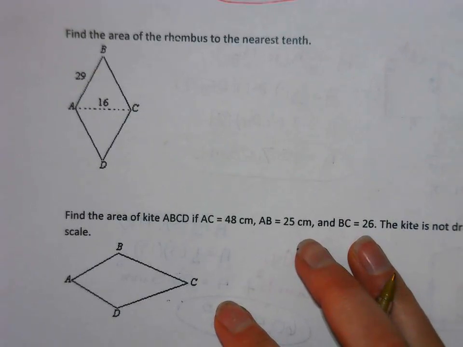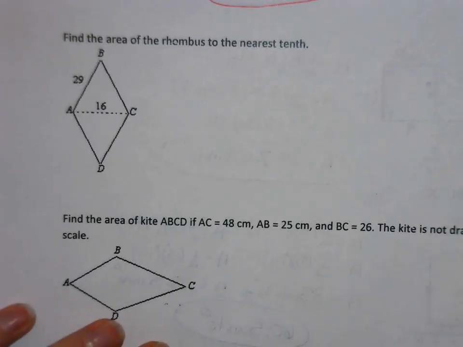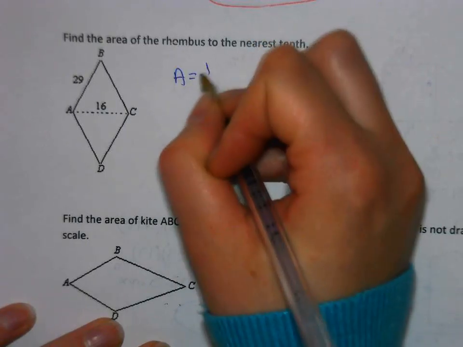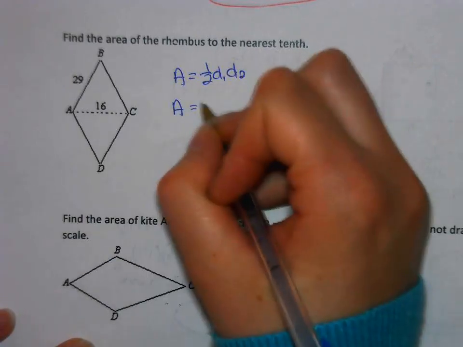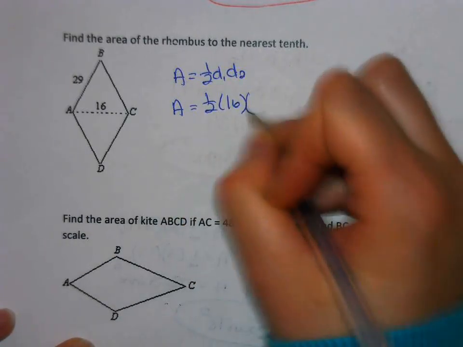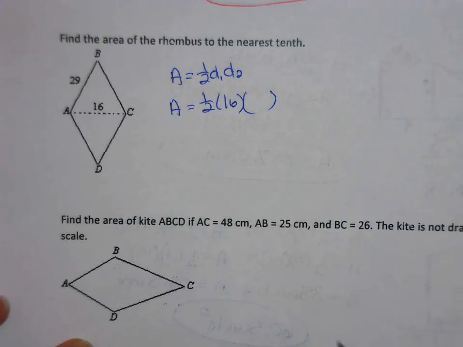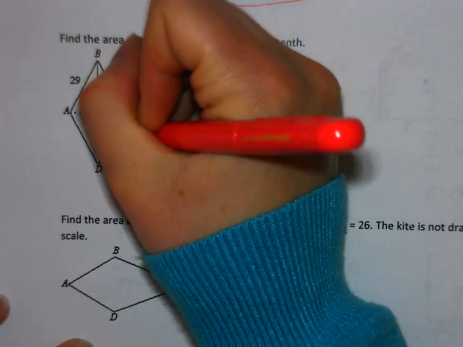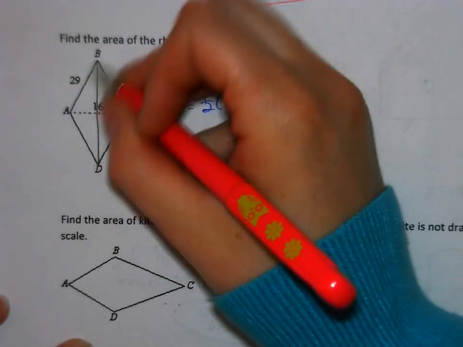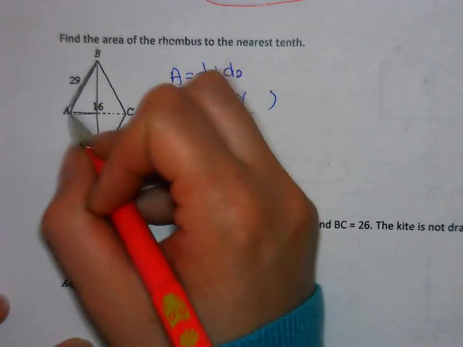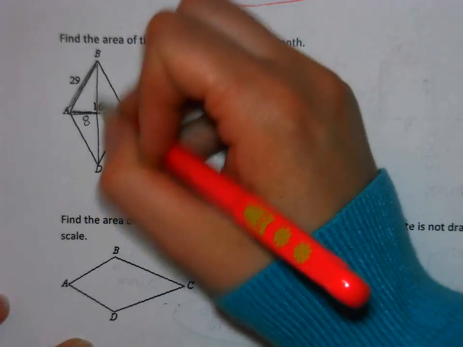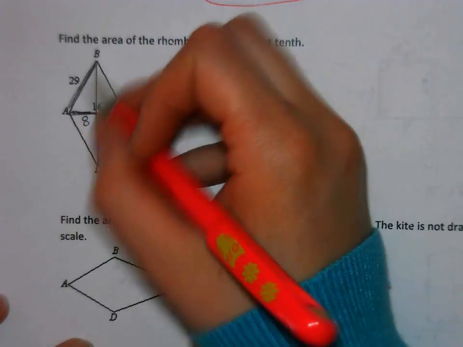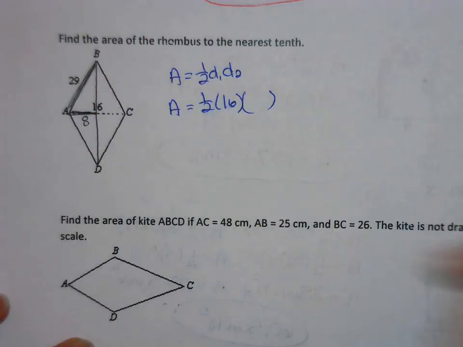Alright, so let's take a look at this rhombus. We are still working with the same formula, 1/2 times diagonal 1 times diagonal 2. We already know one diagonal, that is 16. So now we just have to find the second diagonal. In order to do that, we are looking for this diagonal right here. We know this side length is 29. This side length has to be 8. So here we have a right triangle. And since we know it's a right triangle and we are missing a side, we can use the Pythagorean theorem.